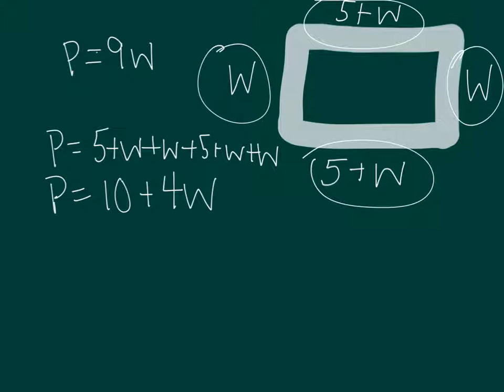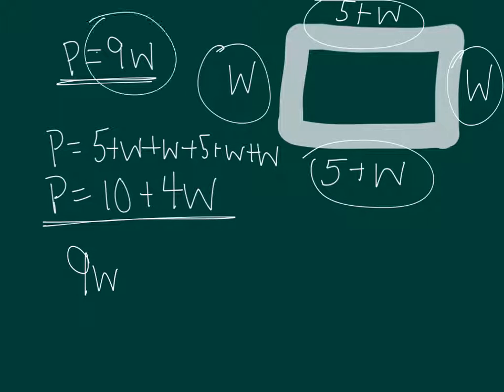Now I know that the perimeter is equal to this, and the perimeter is also equal to this, so that means I can just set these two equations equal to each other. So I have 9w from up here is equal to 10 plus 4w.